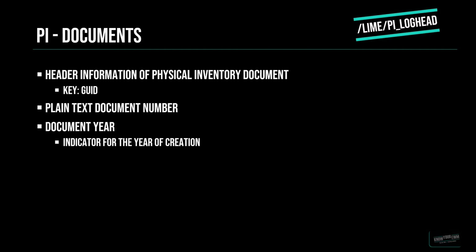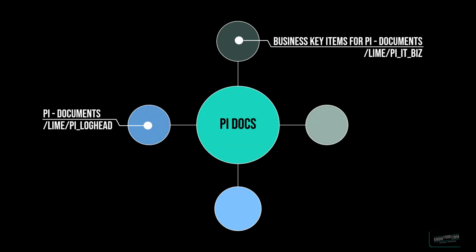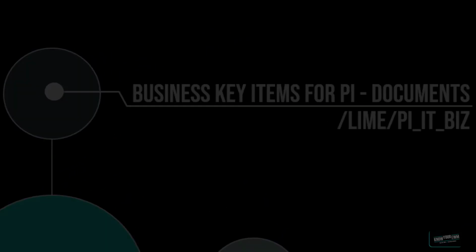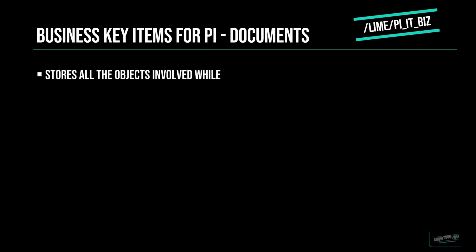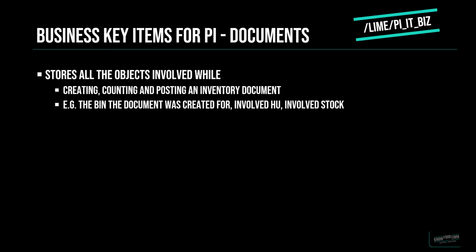The next table in line we are going to have a look at is the so-called business key item table for physical inventory documents. This table basically stores all the objects involved while creating, counting, and posting an inventory document. Such objects are, for example, the bin the document was created for, if there was some kind of handling unit involved, and of course, if we got stock involved. All that sort of hierarchy is stored in this table.